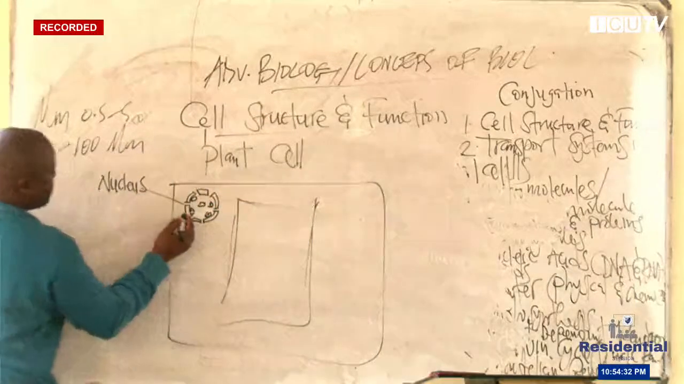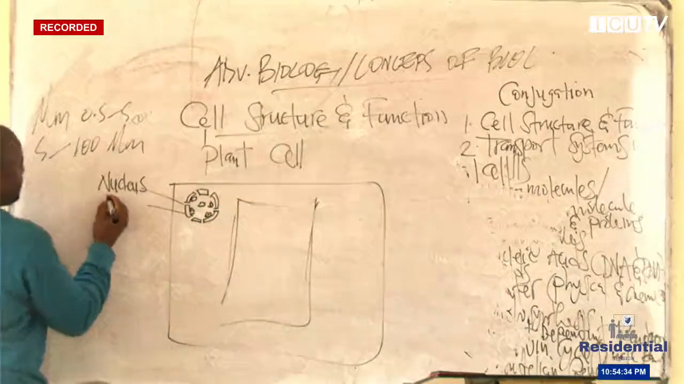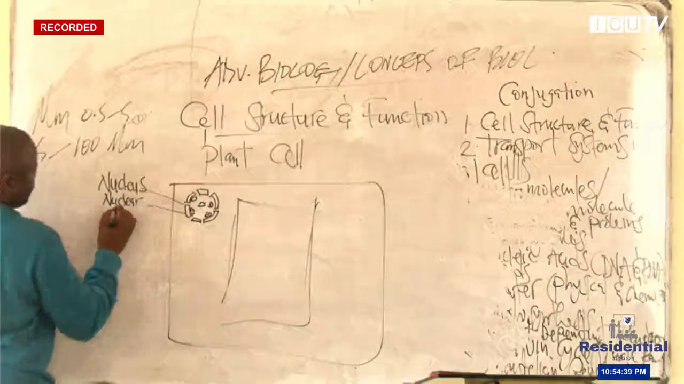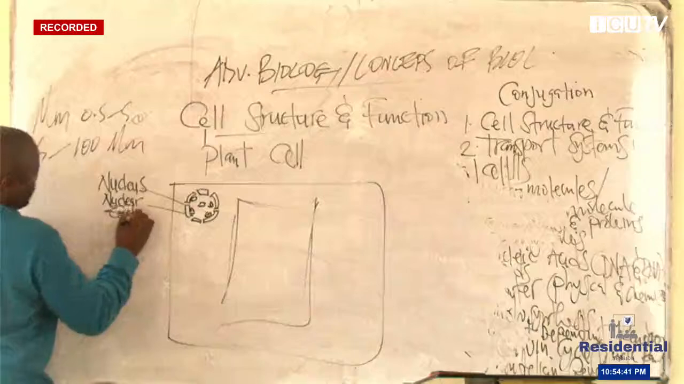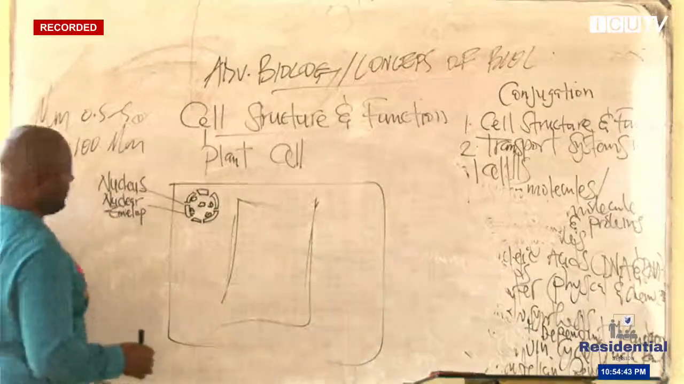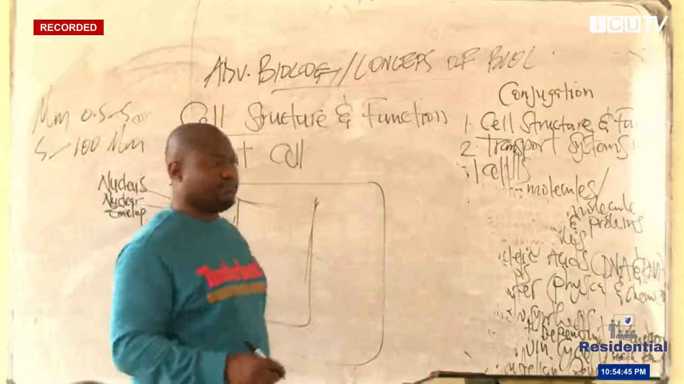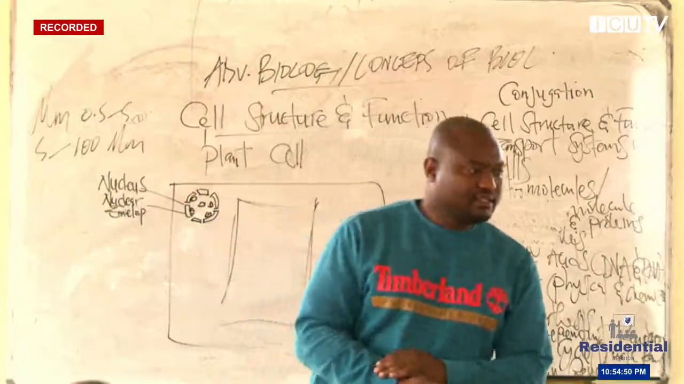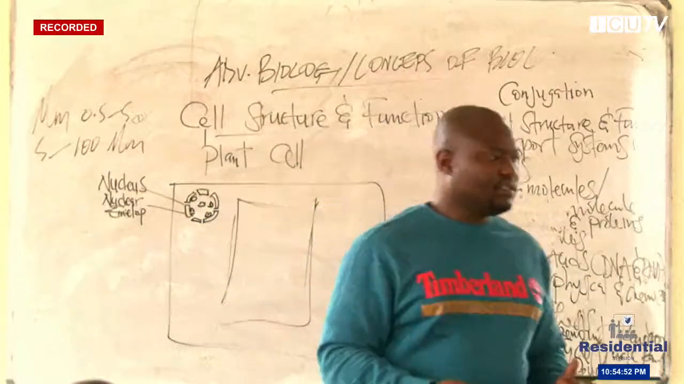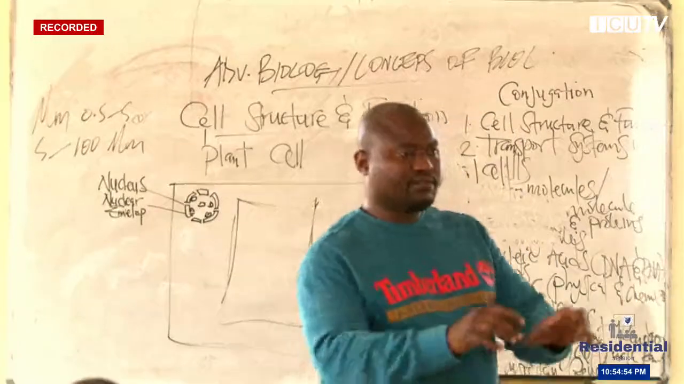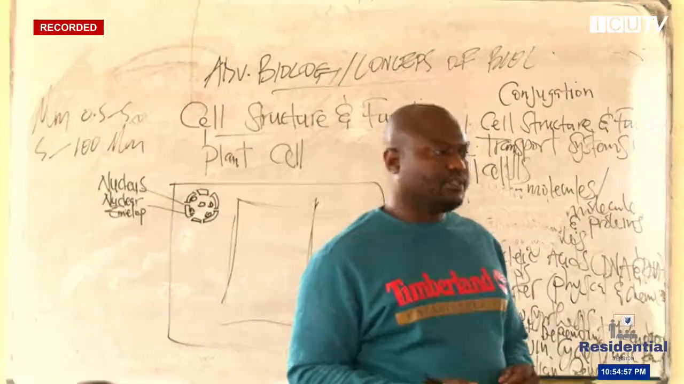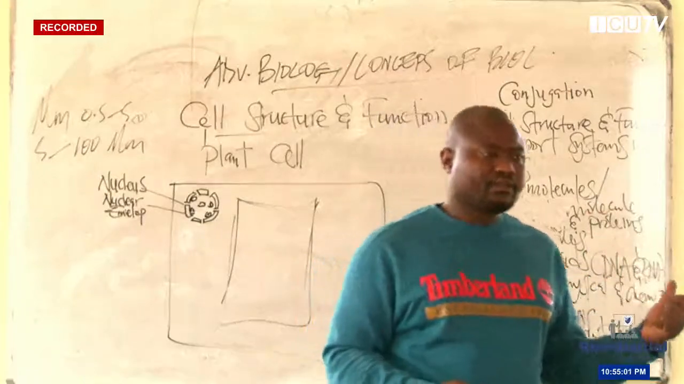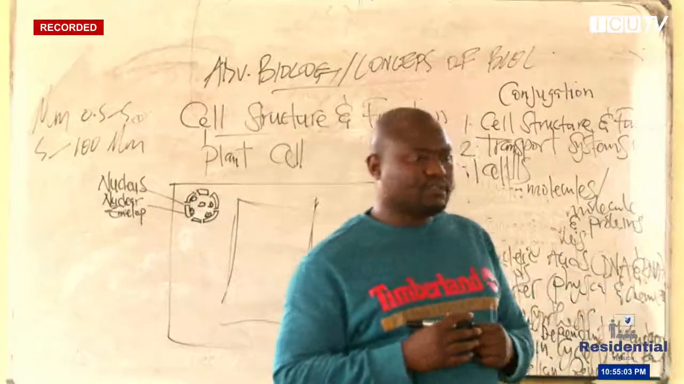Firstly, it has got what we are calling a nuclear envelope. What is an envelope? An outer covering, not? Even when you are sending a letter, they put it in an envelope. It's something that is covering the interior of whatever you have put in there. So even in this case, the nuclear envelope protects the interior of the nucleus.